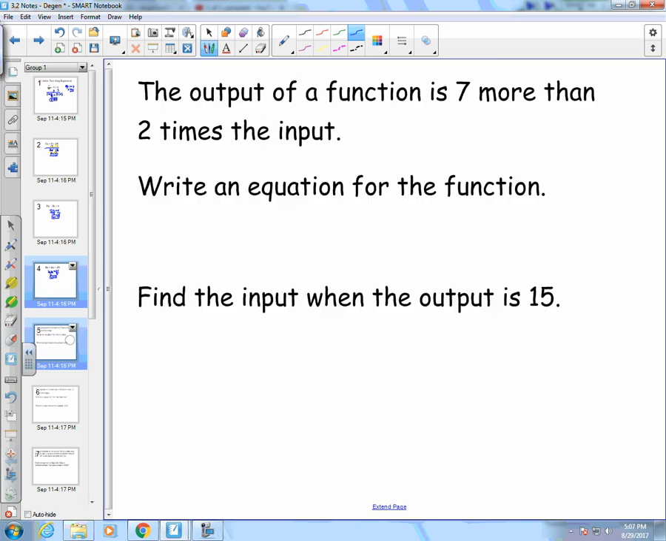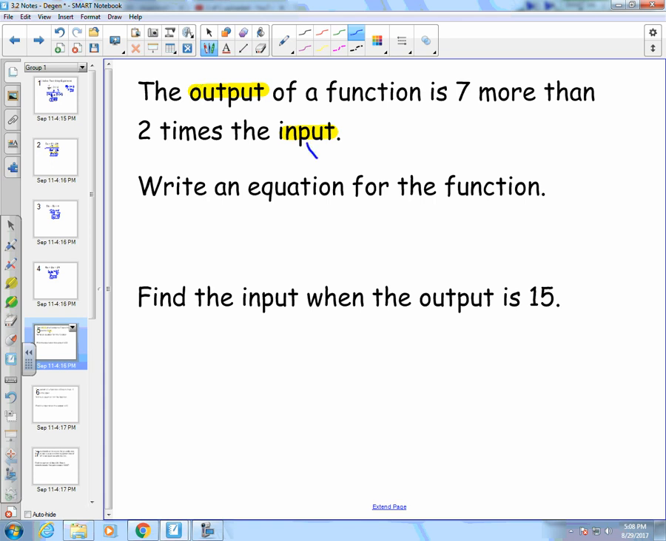One of the next things that we're going to do is go from English into mathematics. And we're actually going to write an equation for the English that is up there, and then we're going to use it to do some solving. Notice that we have these words output and input. The output of a function is 7 more than 2 times the input. Those two words that I've highlighted in yellow refer to two variables. Think about what two variables could they refer to? Do you have an idea?